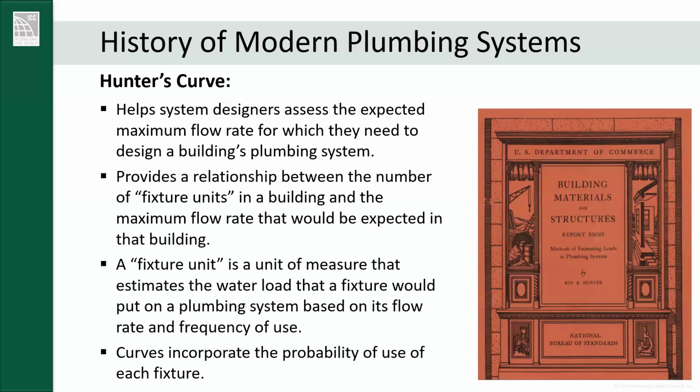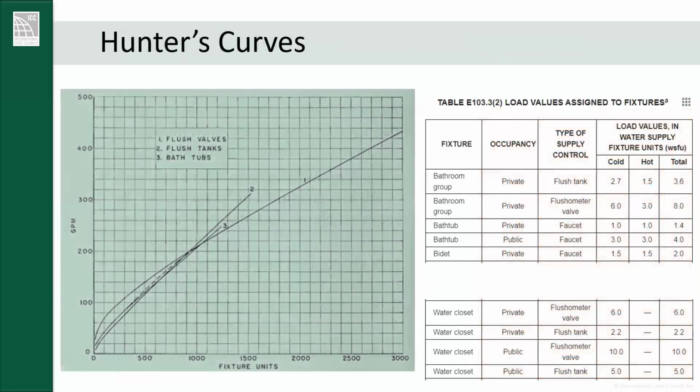And here's a definition: a fixture unit is a unit measure that estimates the water load that a fixture would put on a plumbing system based on its flow rate and frequency of use. The curves incorporate the probability of use of each fixture. So he was also making a guess of how often each of those fixtures would be used in an average home.